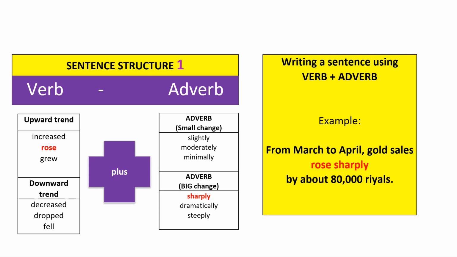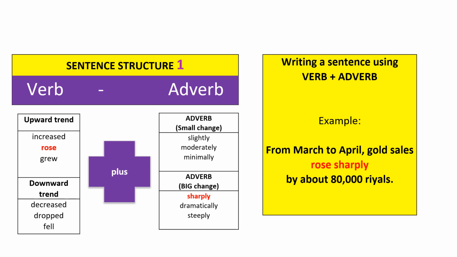On the slide, you can see sentence structure 1, and then verb, adverb. What does this one mean? It simply means that when you write a sentence to describe the data or information in the graph, you can follow this sentence structure. The box on the left side has verbs in the past form that you can use to describe upward or downward trend. Can you read each of them? And on the right side, you have the adverbs which you can choose from depending if the degree of change is small or big. Read each of the adverbs.